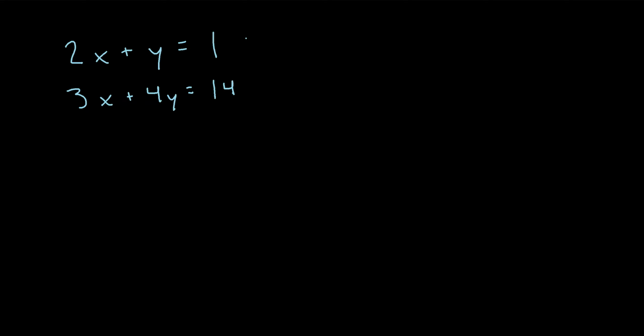So for example, let's consider this first equation. To solve for y, we can just subtract a 2x, or move this 2x over to the right side. So we can get y is equal to 1 minus 2x. So now that we know what y is, we can plug that into this equation right here. So let's do that. We get 3x plus 4 times, so we're going to plug in this for y, 1 minus 2x is equal to 14.